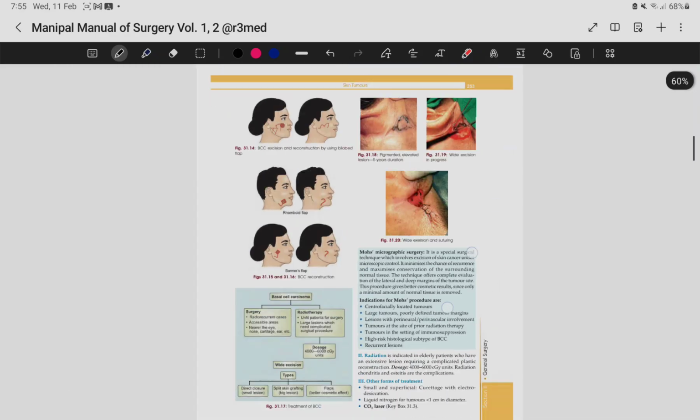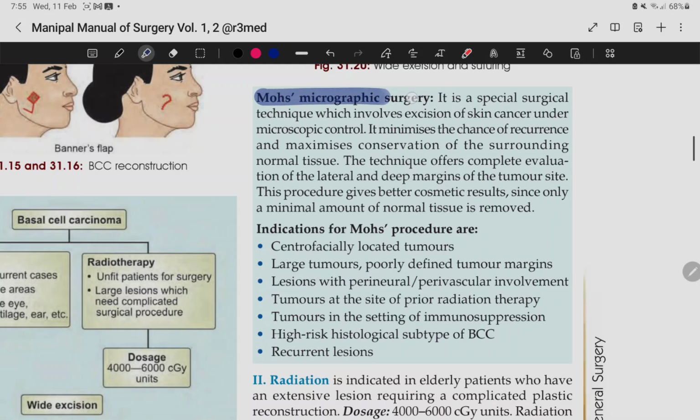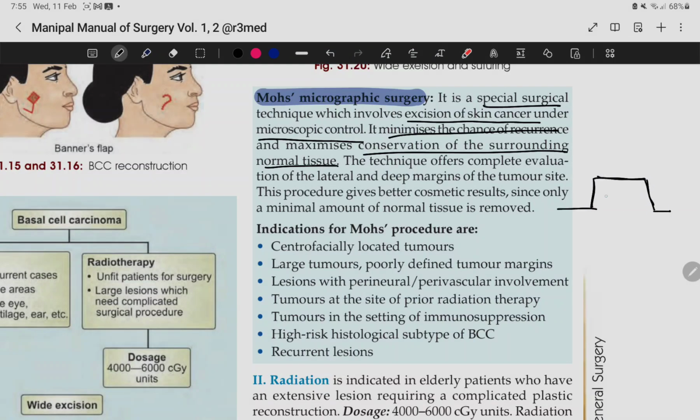Coming to another important thing, the Mohs micrographic surgery. It is a special type of surgical technique which involves excision of the skin cancer under microscopic control. So it minimizes the chance of recurrence and conserves the surrounding normal tissue. Basically, if this is the ulcer and this is the skin surface, and it is a rolled out ulcer, as I told, a pearly rolled out ulcer.